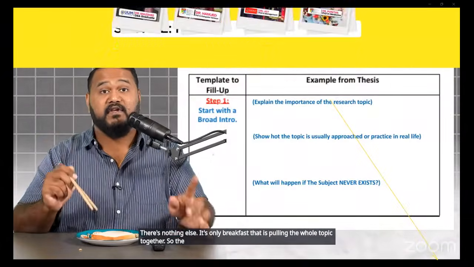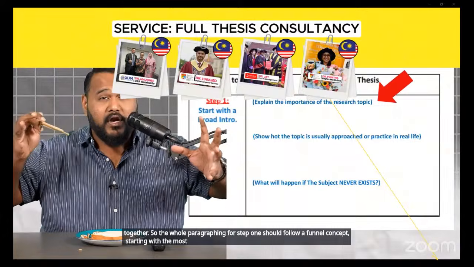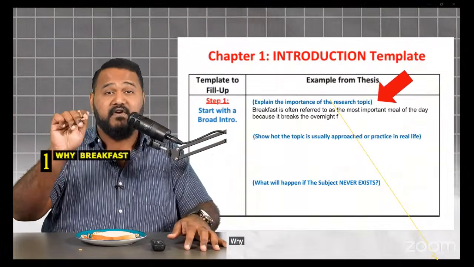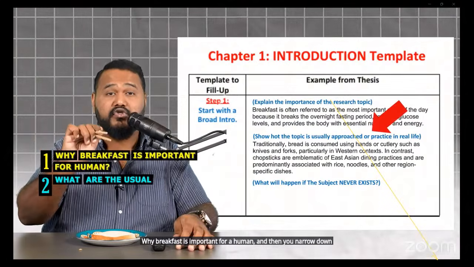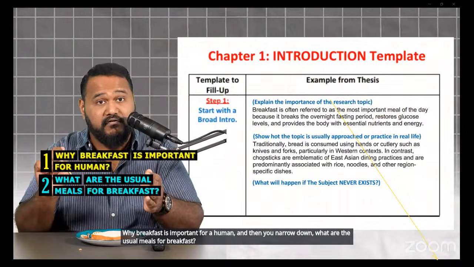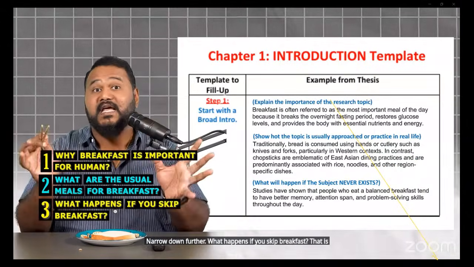So the whole paragraph for step 1 should follow a funnel concept, starting with the broadest context: why breakfast is important for a human. And then you narrow down: what are the usual meals for breakfast? Narrow down further: what happens if you skip breakfast? That is step number 1.